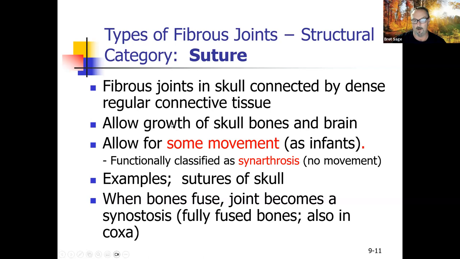Now, what are the sutures for? They allow the growth of the skull bones and the brain, so it allows the skull bones to expand. They allow for some movement, especially in newborns. But here we're talking about functional classification as synarthrosis, which means no movement, because the functional classification is based on how it is when you're an adult, not that it's very different from when you're an infant or newborn.